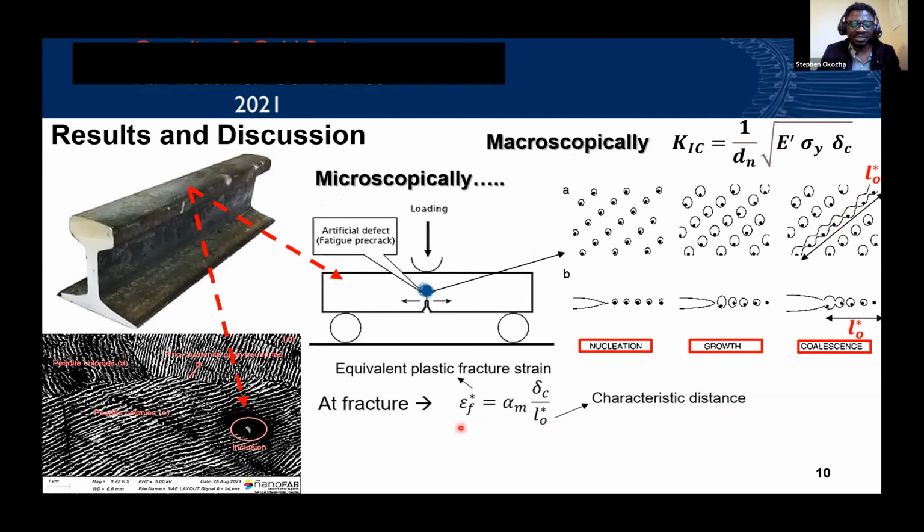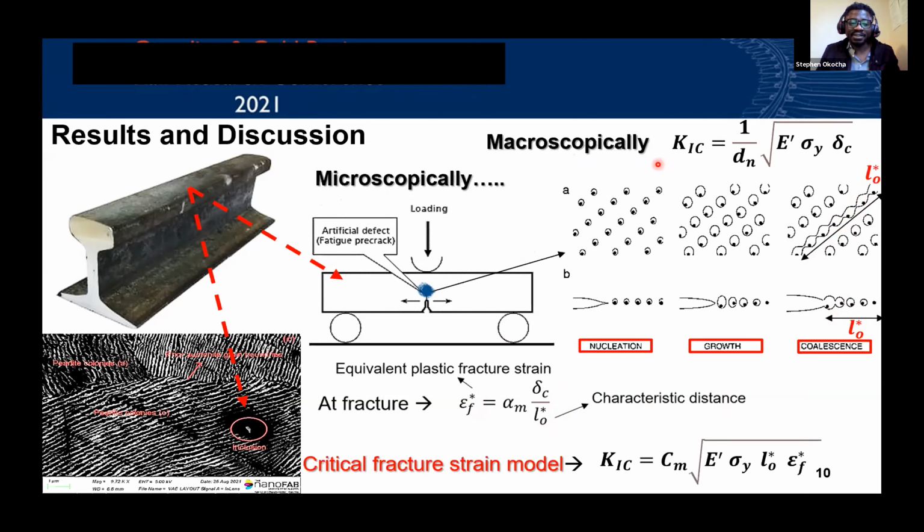And so when we combine the model we have from the bottom and the microscopic model, we can find a more complete model, which we call the critical fracture strain model, which is what we have below here, having the mechanical properties, the microstructural parameter, and the fracture strain value.